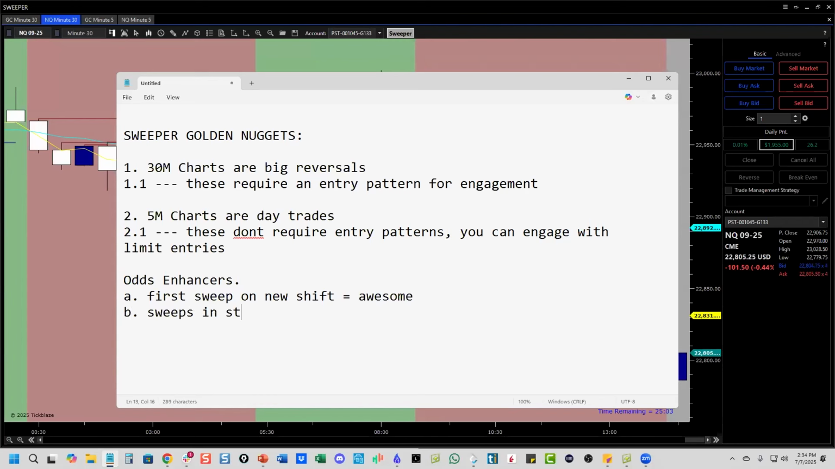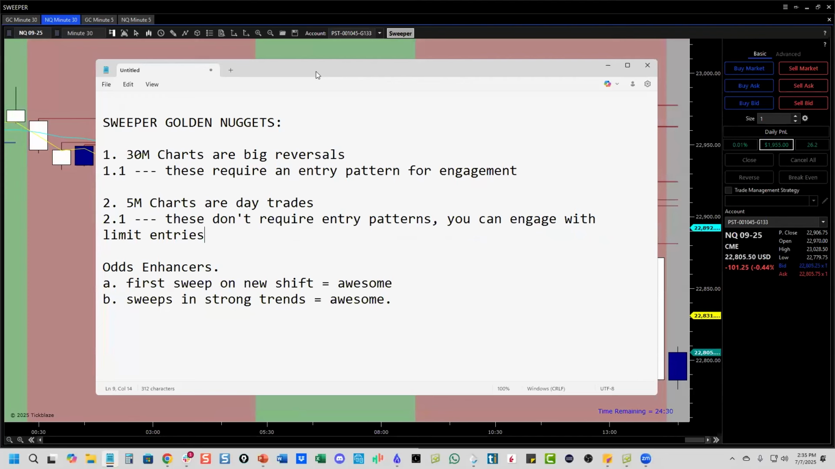Sweeps in strong trends equal awesome. Okay. So a lot of traders want to know the growing pains of a system. I'm here to shorten your learning curve. Most traders buy something, try to trade something, and muck it up because they haven't learned all of the bad practices of a system. They have to go through the mistakes. I'm here to just take all those away from you so that you don't have to do this.